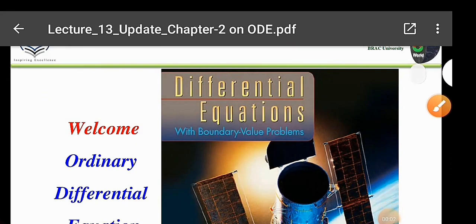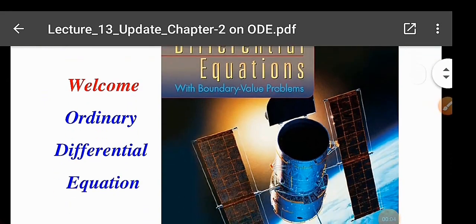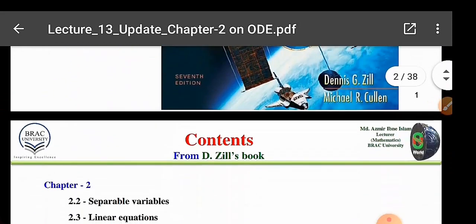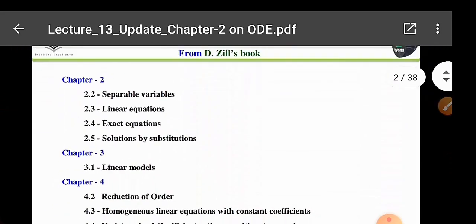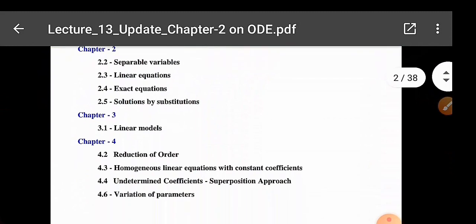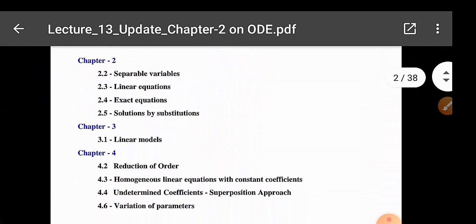For differential equations, we will follow this book. You can download this book from Google Classroom. From this book, we have to cover these topics. That means chapters 2, 3 and 4 are in our syllabus.